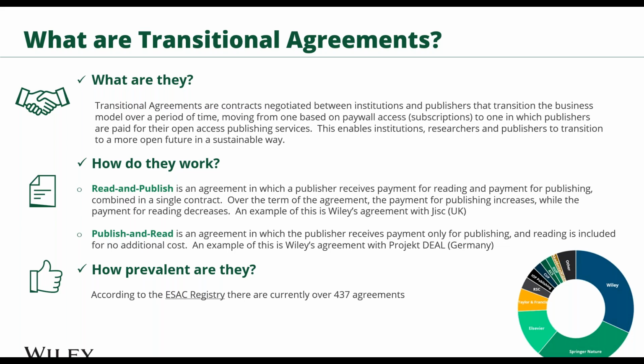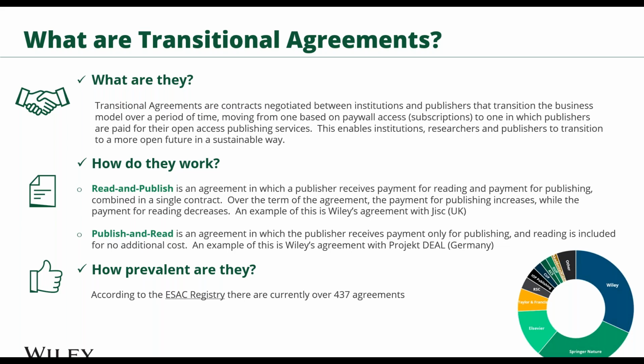They're contracts between a university and a publisher that transition journals publishing away from the subscription model, where articles are behind a paywall, to a model where publishers are paid to publish articles open access, and readers can access the published work for free. This enables institutions, researchers, and publishers to transition to a more open future in a sustainable way. So how do these work?